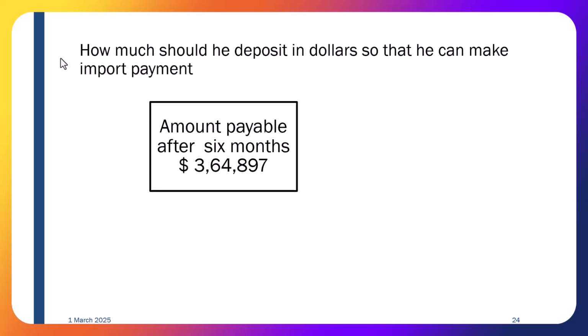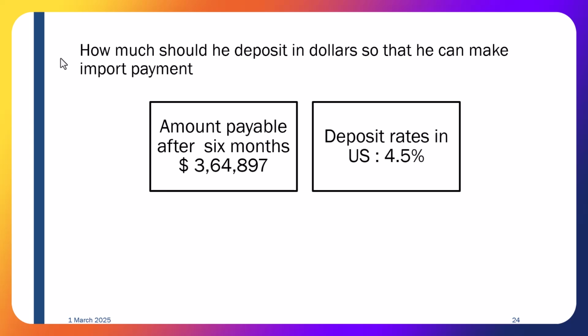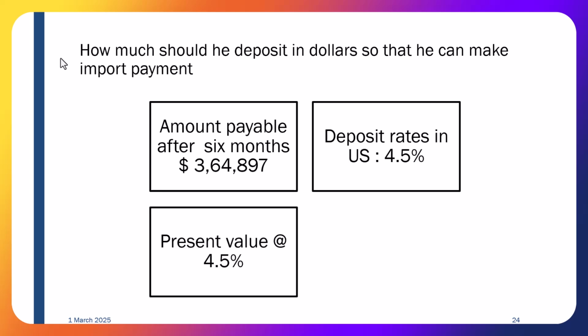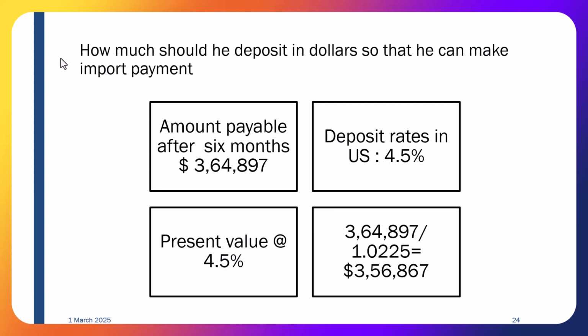Now, how much should he deposit? Here we have to look a little bit backward, because he is going to deposit the money in America in such a way that it grows to 3,64,000. So how much should he deposit in dollars so that he can make the import payment? Deposit rates in America are given at 4.5% in the question, so pick up the relevant rate, because he is going to deposit this money in America.